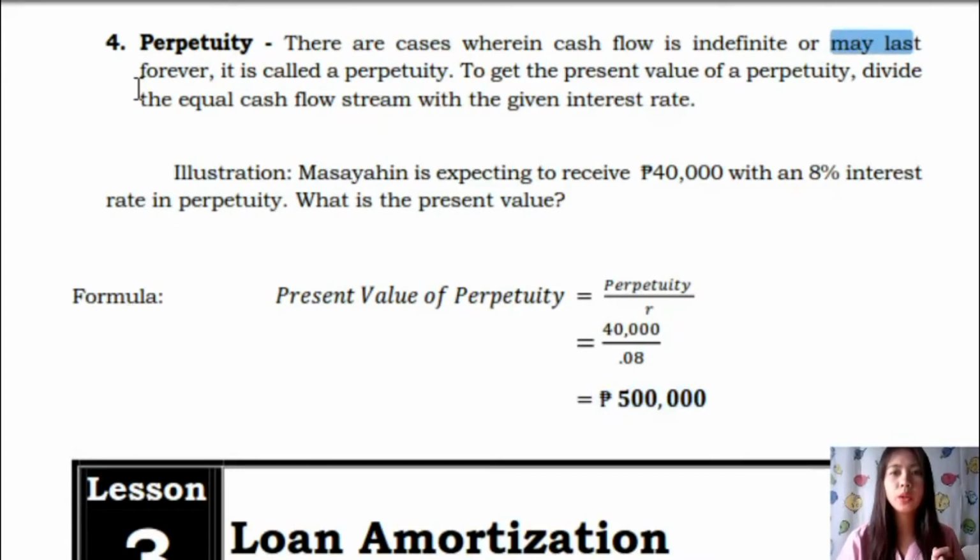Compared to annuity, you have at least 10 years, 5 years. This is considering na magtutuloy-tuloy yung cash flow na ito. So, hanggang magkano? You have 500,000. Okay, so that ends the discussion for lesson 2.